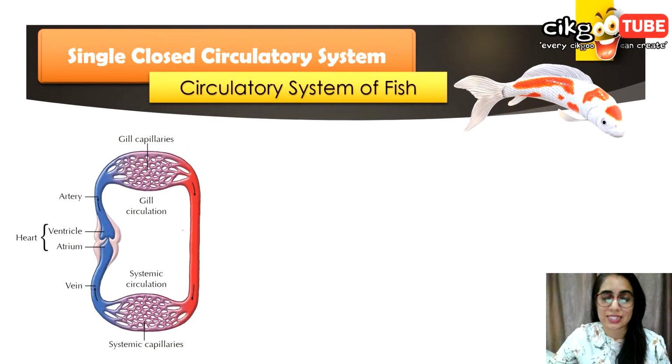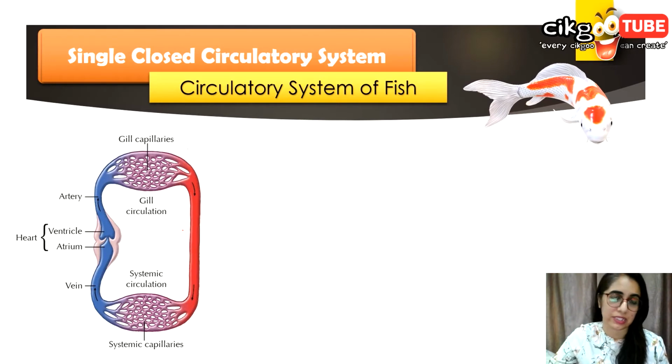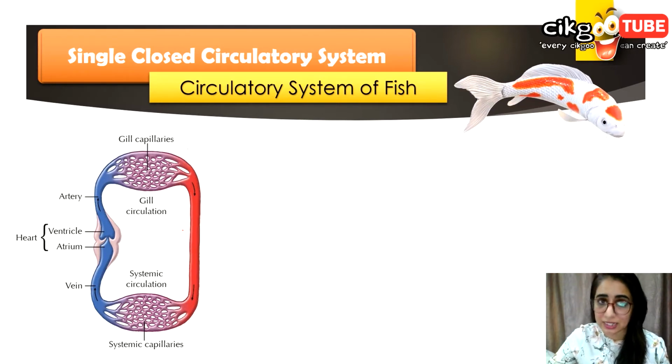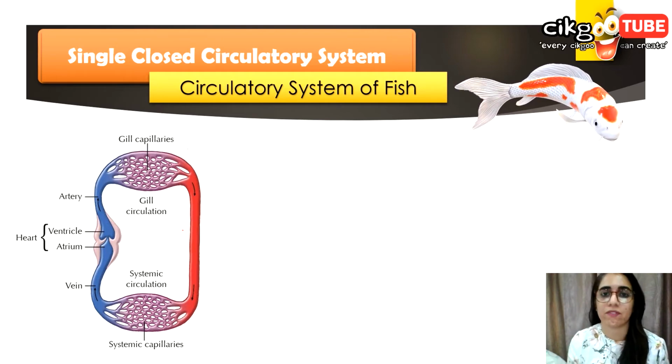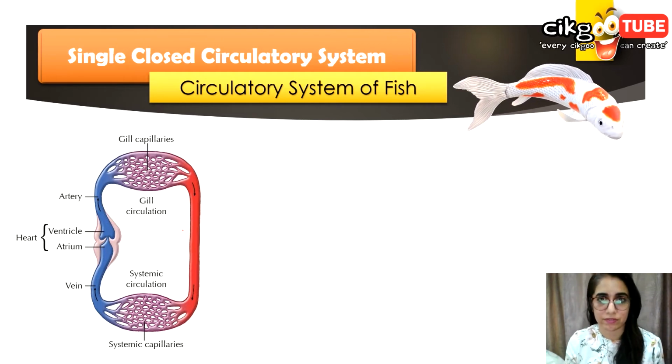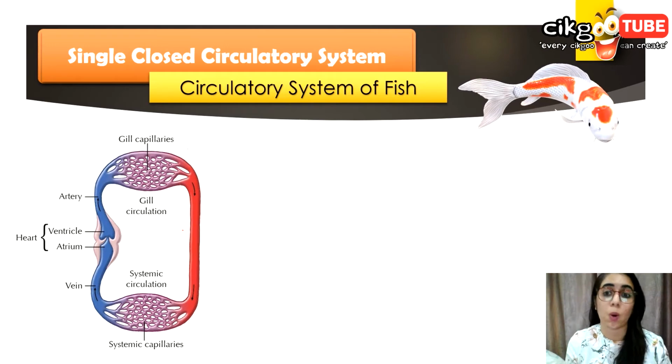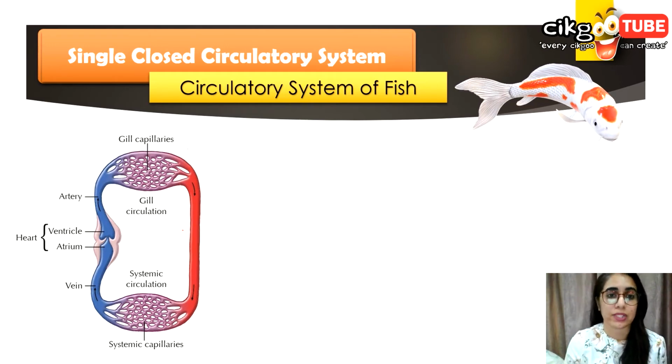Okay, so now let's look at the fish circulatory system. The fish has a single closed circulatory system. Closed because the blood flows in a continuous system of blood vessels. It's not like the open one, where it flows in the body cavity. So it has blood vessels and it has a heart. Single is because the blood flows through the heart only once in the complete circulation. So one time flow.